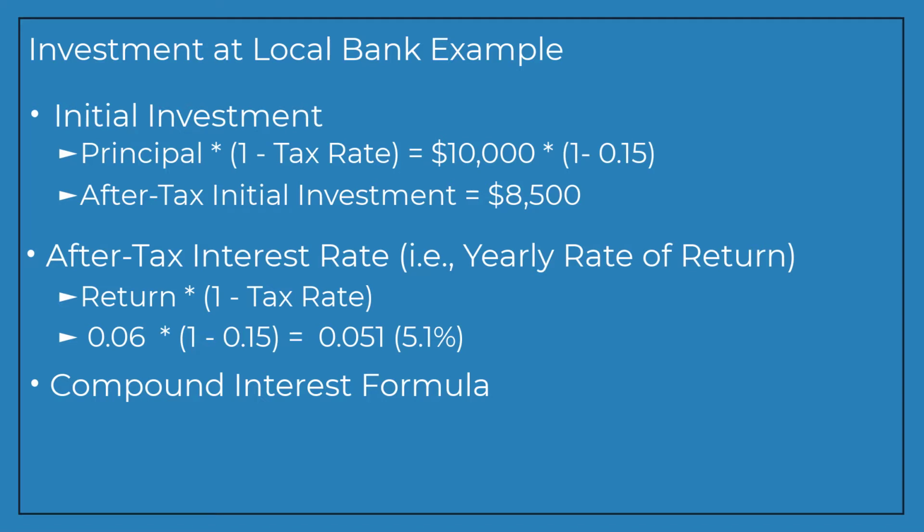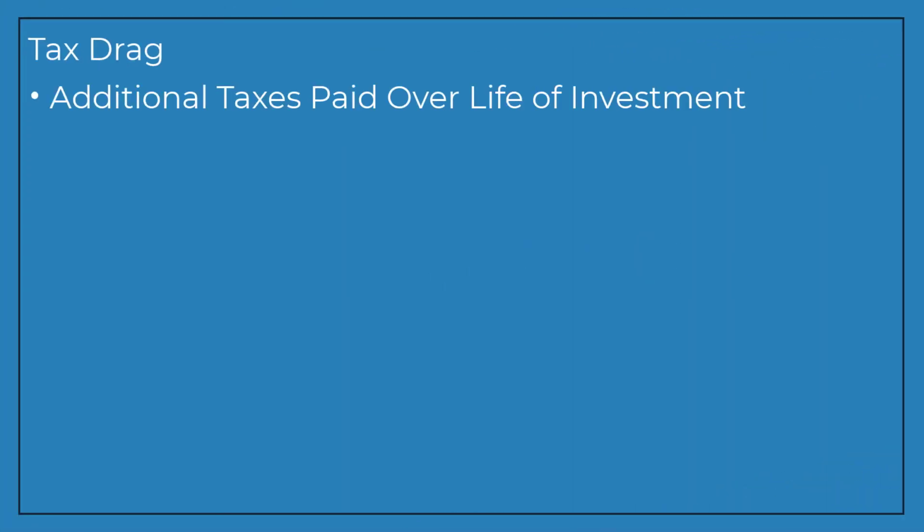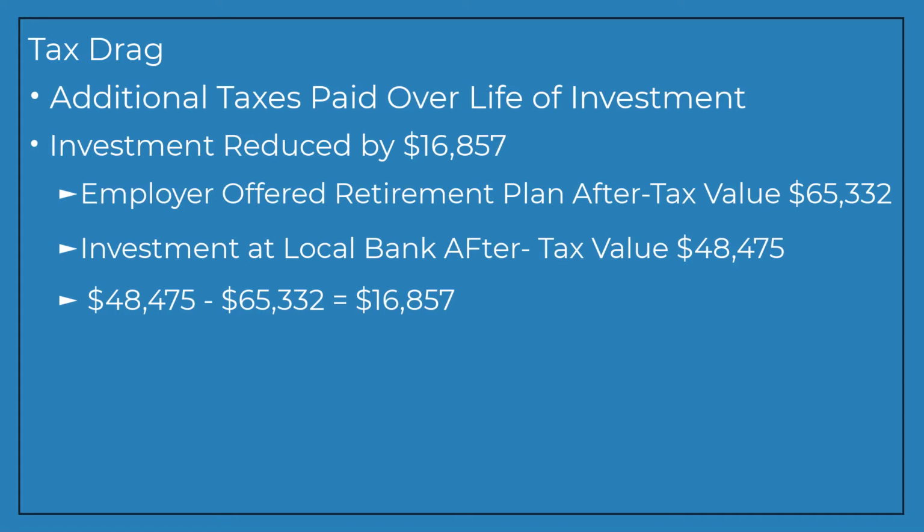So now that we know the after-tax initial investment and the after-tax yearly return, we can put those numbers into the compound interest formula, which is 8,500 times 1.051 to the 35th power. And you see the investment grows to an after-tax amount of only $48,475 after 35 years. So due to the tax drag, in other words, the additional taxes paid over the life of the investment, from investing in a non-tax deferred account, your investment is reduced by $16,857, or by about 25% versus if you had used a tax deferred account. So as you can see, the benefit of tax deferral is huge.